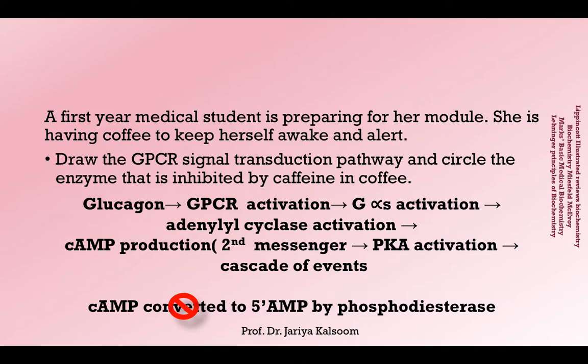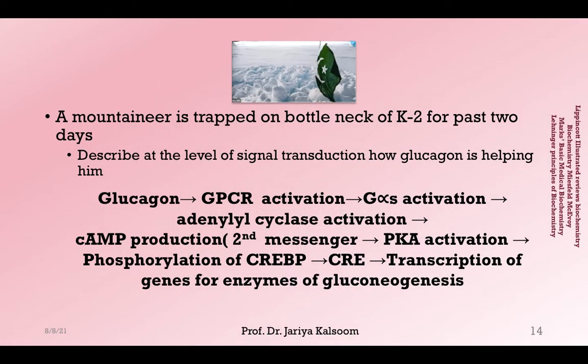Now, this problem involves use of caffeine, and the enzyme inhibited by methylxanthine derivatives in caffeine is phosphodiesterase. This mountaineer is likely to be in a state of prolonged fasting, and gluconeogenesis is likely to be active in him. Glucagon will act through GPCRs to phosphorylate and activate cyclic AMP response element binding protein, which will bind to cyclic AMP response element CRE promoter region and increase expression of genes for gluconeogenesis enzymes.